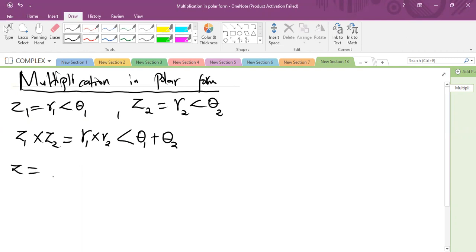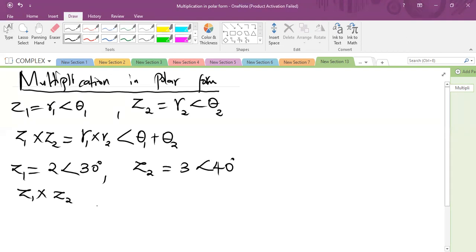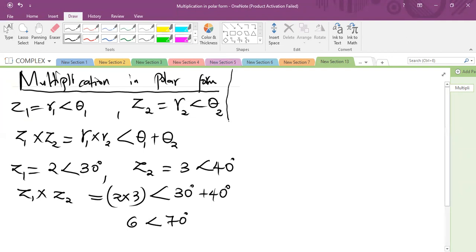So for example, if I tell you Z1 is equal to 2 at 30 degrees, and Z2 is equal to 3 at 40 degrees, and I tell you to multiply Z1 times Z2, then this is given by multiplying the values of R, so 2 times 3, and then adding the angles, 30 degrees plus 40 degrees. So this will be 6 at 70 degrees. That's how you multiply in polar form.